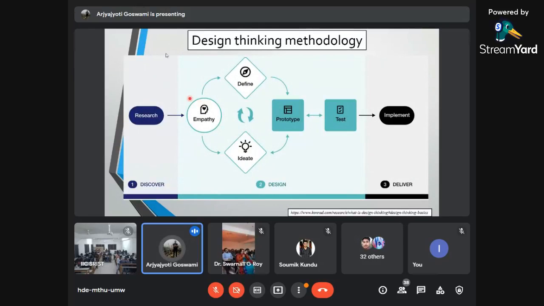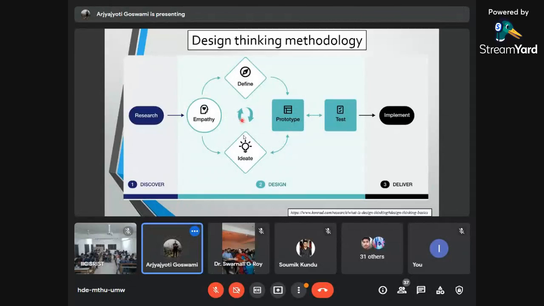Okay, now the design thinking methodology. How do you do design thinking? First you do research on the market. You discover what the problem is. Then you empathize with it. You see that yes, it is a genuine problem, and I should try to solve it. Then you define that problem. Exactly what is the problem? What is the problem statement? How do I solve it?